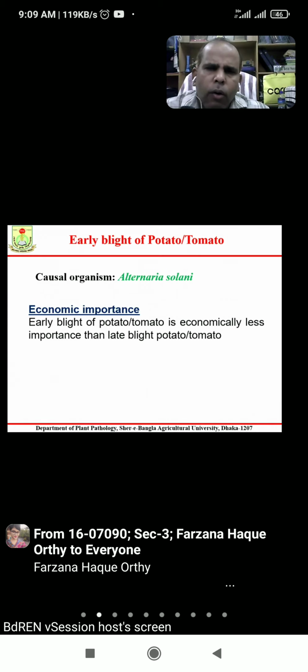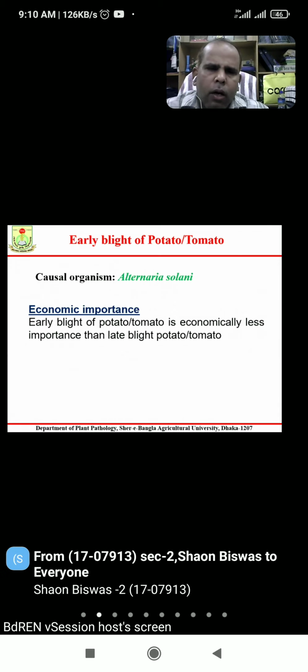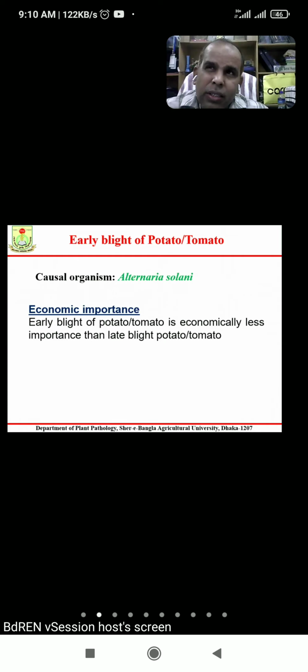But Alternaria produces only one type of reproductive unit, the conidia. This conidia is called muriform conidia. You already have an idea about this, and we will also show it in today's class. That is why the early blight of potato and tomato is economically less important than the late blight of potato. But this disease is common wherever potato and tomato are grown in the world, as well as in Bangladesh. So that is why we are studying this disease.